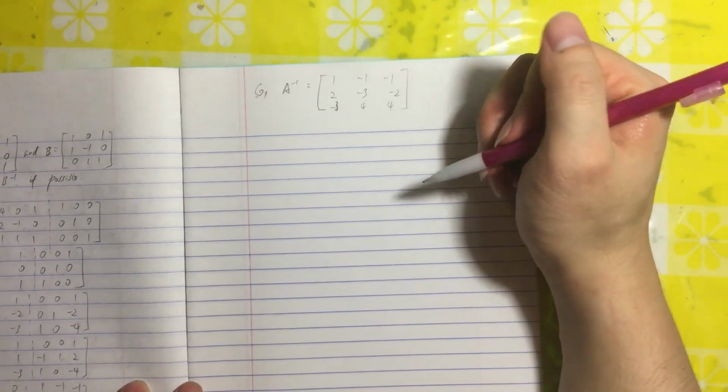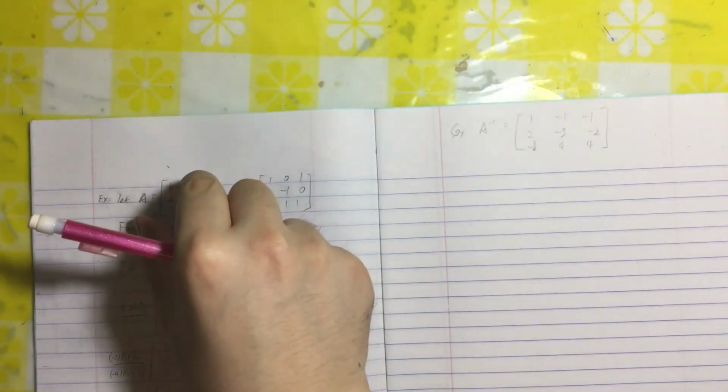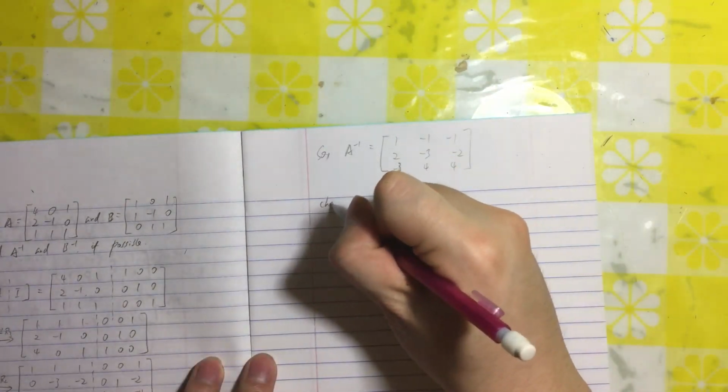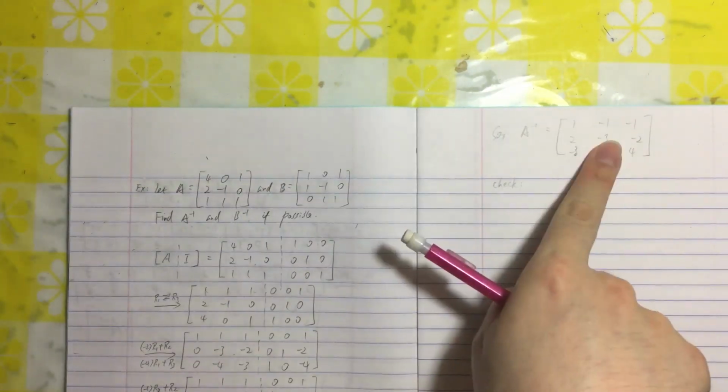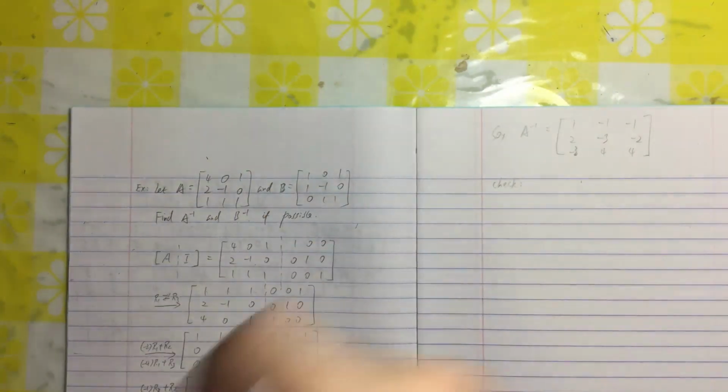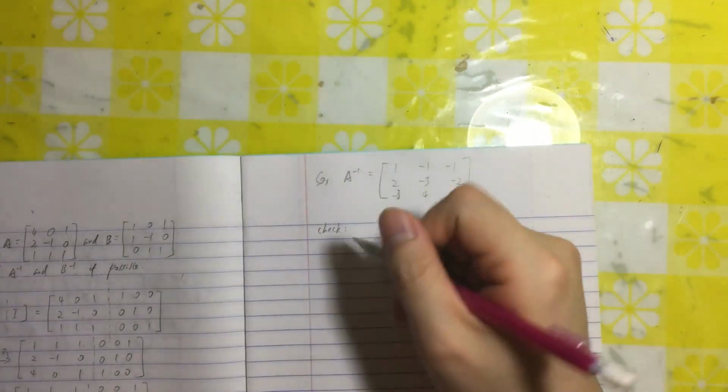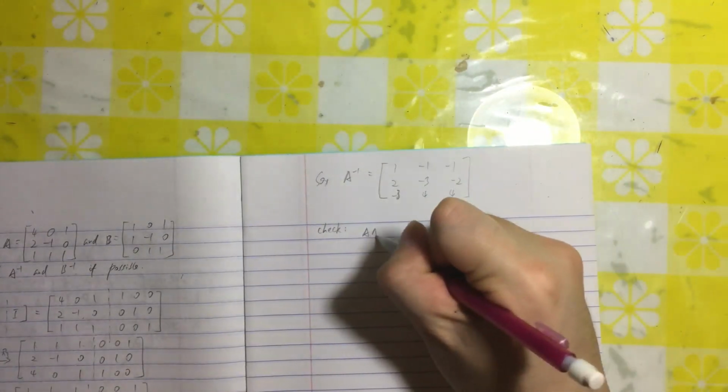We can check the answer by multiplying matrix A by inverse of A. If the calculation is correct, we must get identity matrix. Let's check. If we take A times inverse of A and take inverse of A times A, we must get identities. Let's check. If we take A times inverse of A, what do we get?